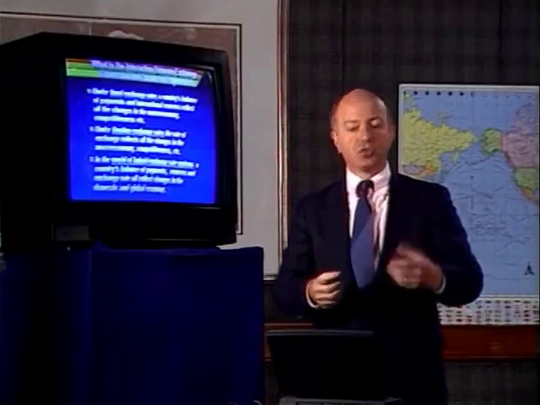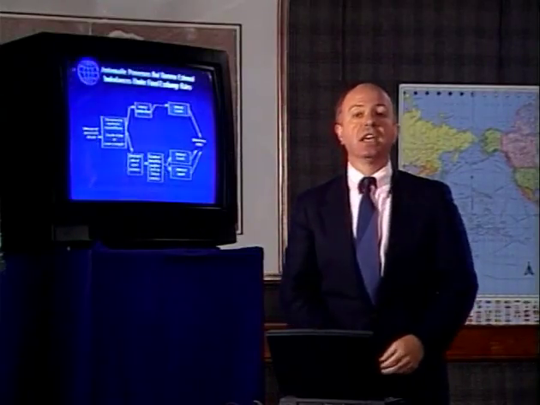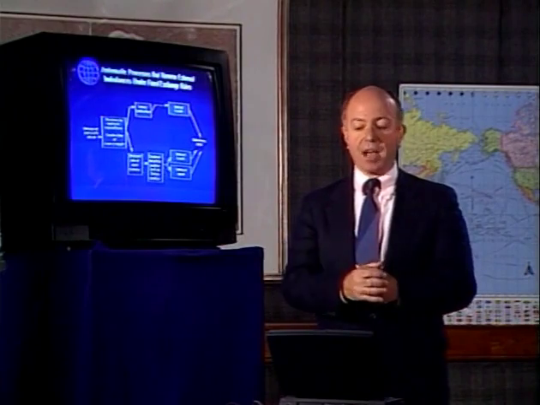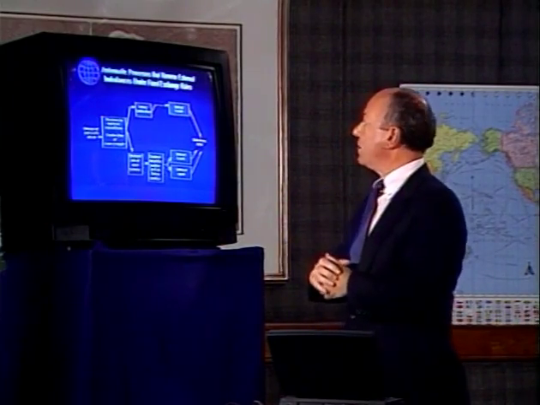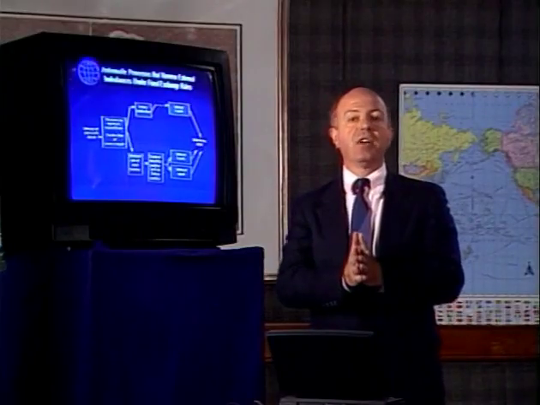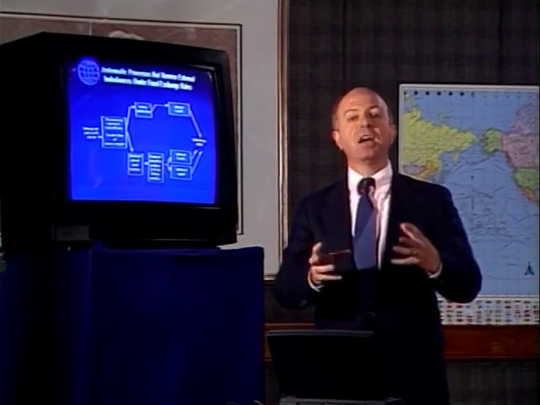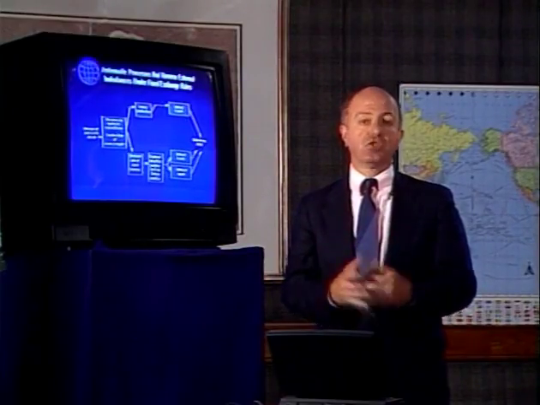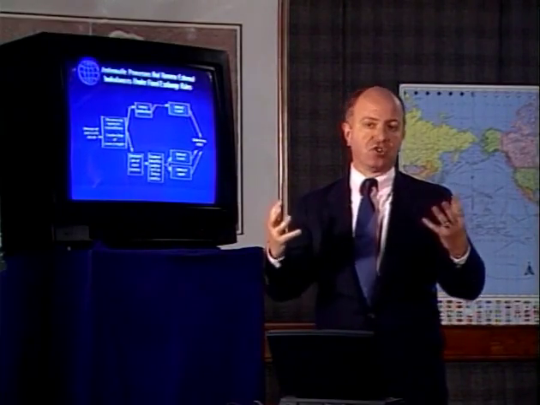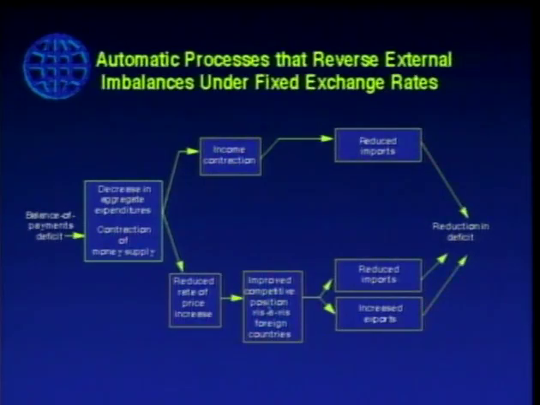Let's see if we can illustrate this a little bit further by looking at some flow diagrams that will help us to hopefully see this a little more clearly. The first two sets of flow diagrams will look at how the economy adjusts to an imbalance in our trade accounts under fixed exchange rates. First of all, what if we have a balance of payments deficit?